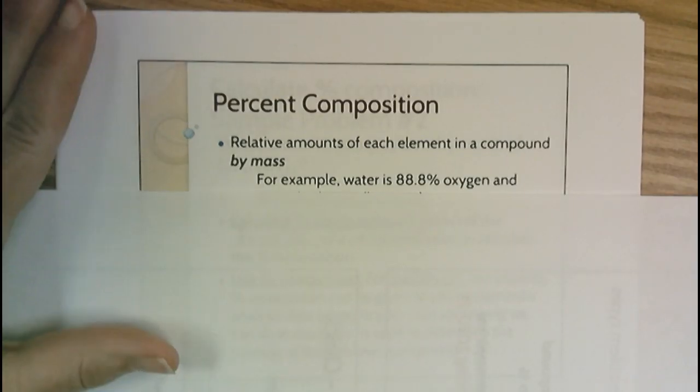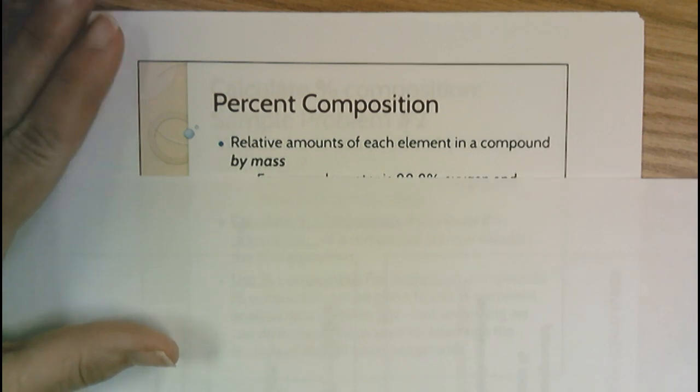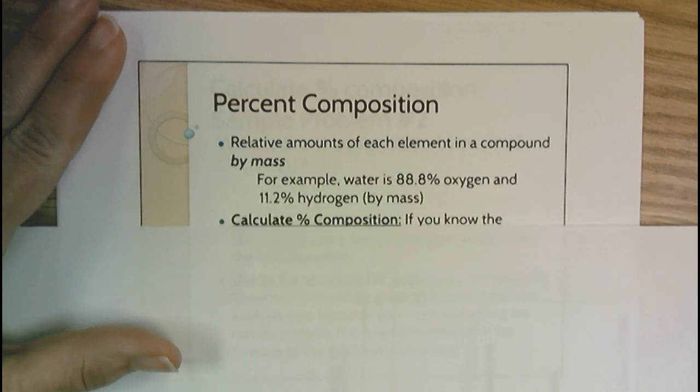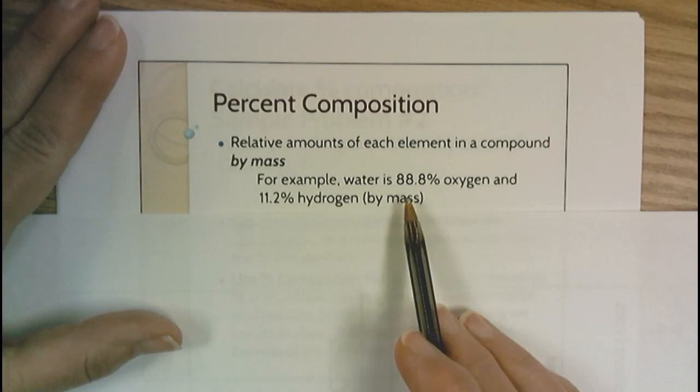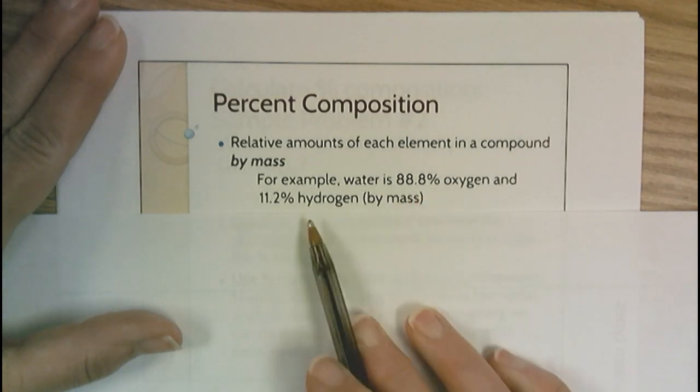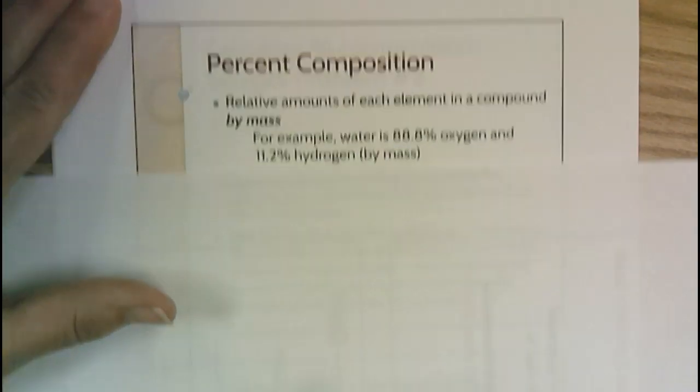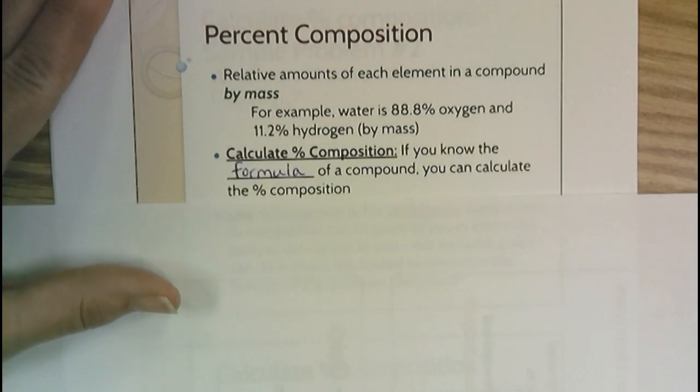In this video, I'm going to go over our notes about percent composition and teach you how to do percent composition problems. Well, what is percent composition? Well, it's the relative amount of each element in a compound by mass. So for example, water is 88.8% oxygen and 11.2% hydrogen by mass. So if you had 100 grams of water, 88.8 grams would be oxygen and 11.2 grams would be hydrogen. So that's what we mean by percent composition.